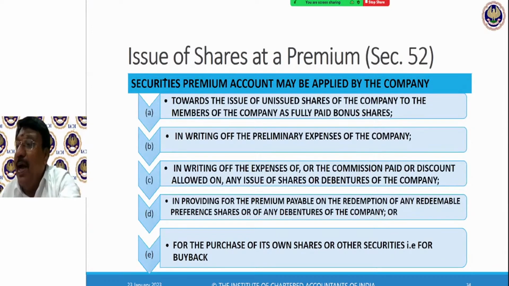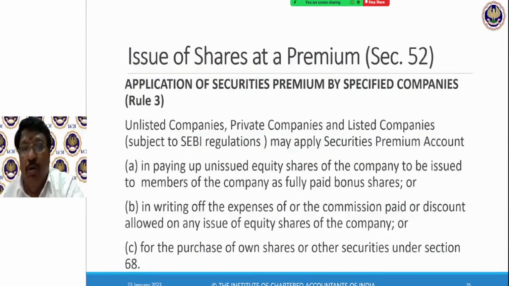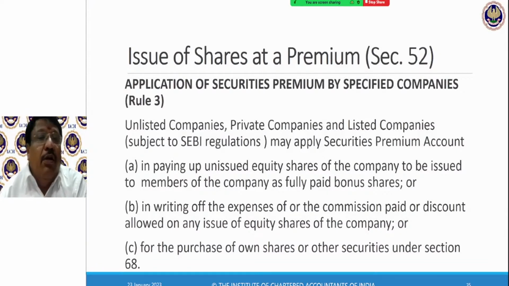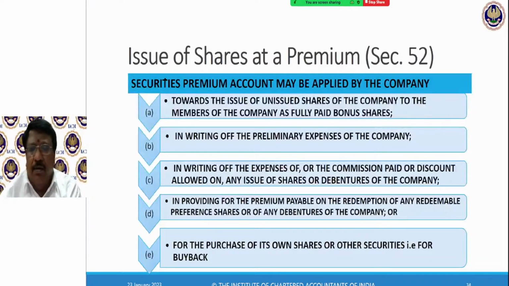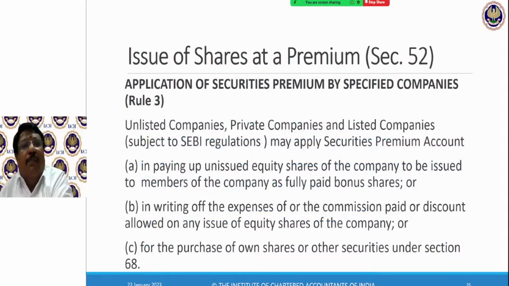Okay. Coming back, before we move on to this, Rule 3 also says unlisted companies, private companies may apply securities premium account in paying up unissued shares. Boss, I seriously don't know why this Rule 3 is there, because this is anyway there. They say unlisted companies, private companies, and listed companies.